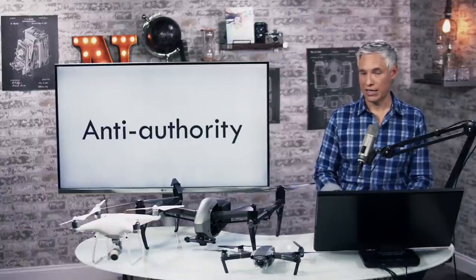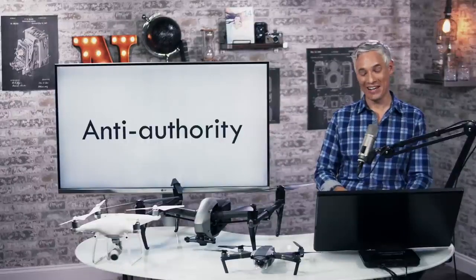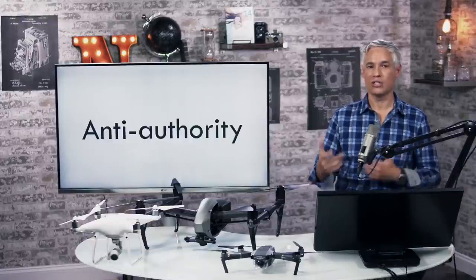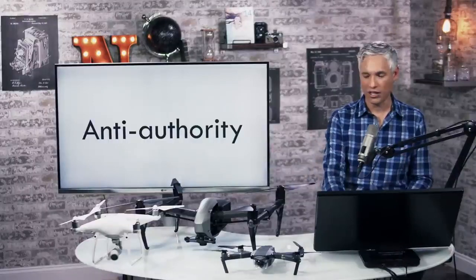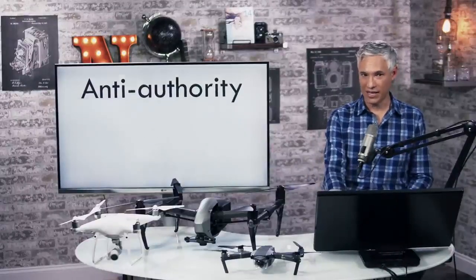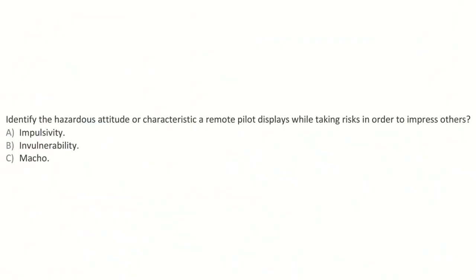Another personality trait is anti-authority. People who are anti-authoritarian do things specifically to defy rules. FAA tells them not to fly over 400 feet. They're like, screw you, I'm going to fly at 600 feet. Rules should be followed. That's the antidote to the anti-authority personality trait. This is on the test. I know it seems weird. It's on the test. Here's one sample test question.